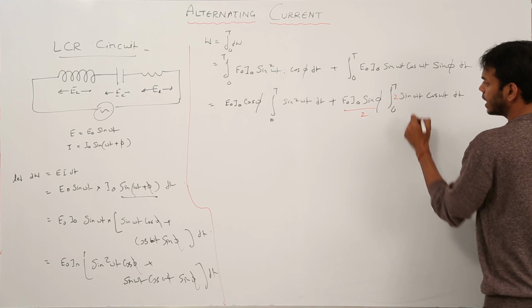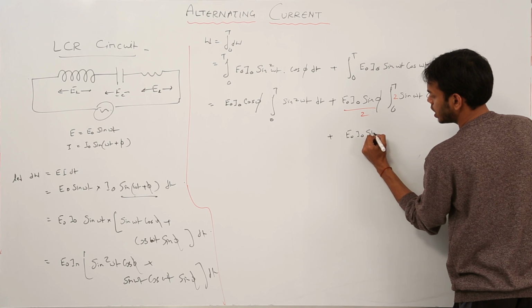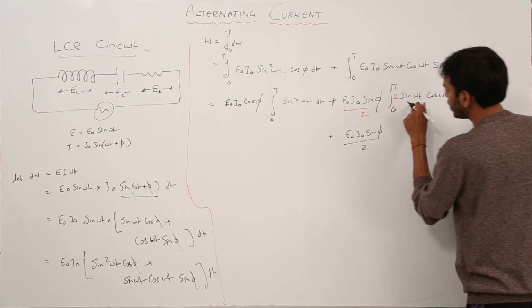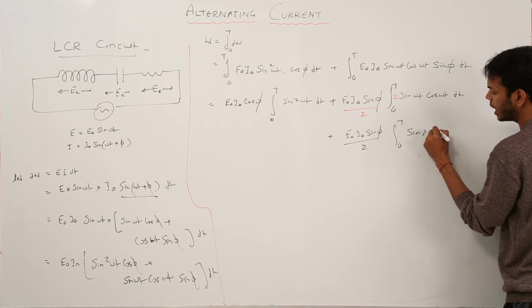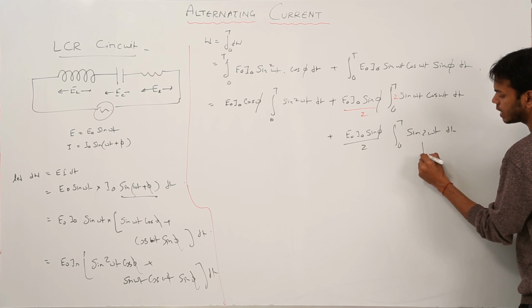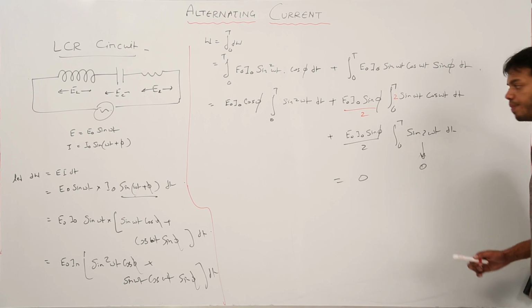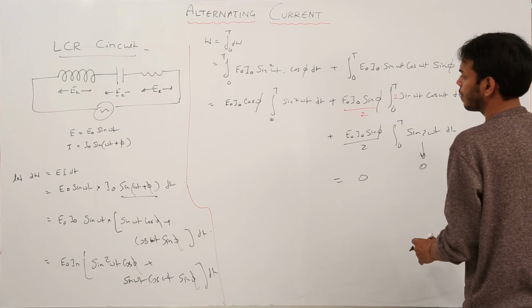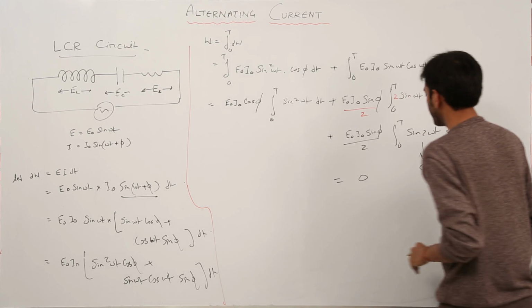We get this term converted into E naught I naught sin phi over 2. This term gets converted into integration sin 2 omega t dt, which is going to be 0. So ultimately this whole is 0. Sorted. So this whole part is taken care of. Now let's see what we have to do with this part.